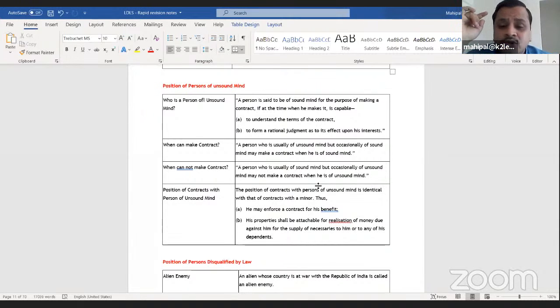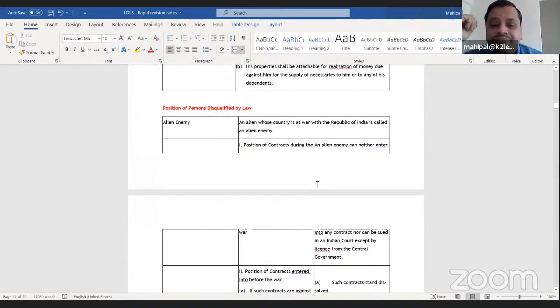And a person who is drunk, again, what is the definition of drunkard? He should have drunk so much, or he should be under the influence of an alcoholic substance to an extent that he is not able to understand the terms of the contract. Again, it depends upon the personal capacity. If he is not drunk, the contract entered will be valid. If he is drunk and not able to understand the terms of the contract, it will be void. Am I clear? Person disqualified by law: alien enemy.